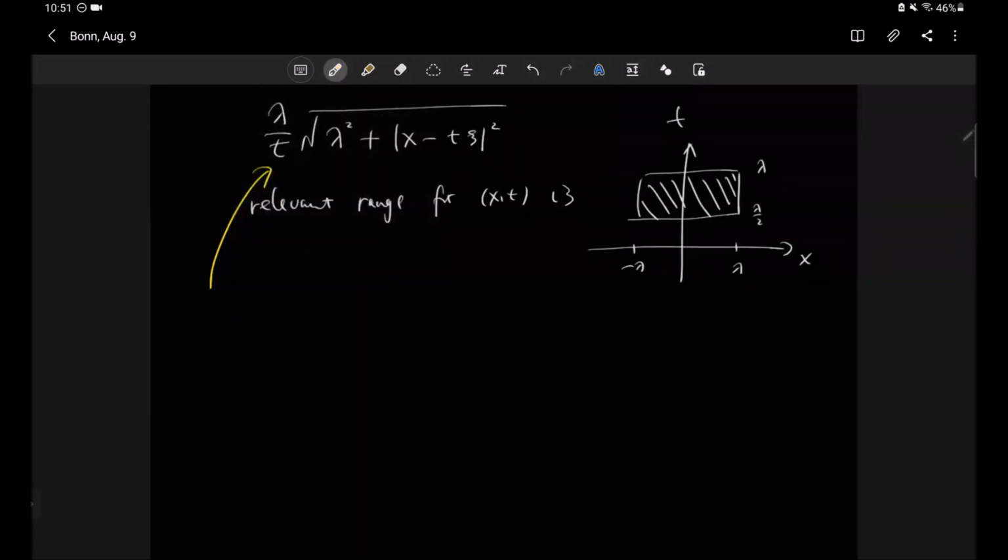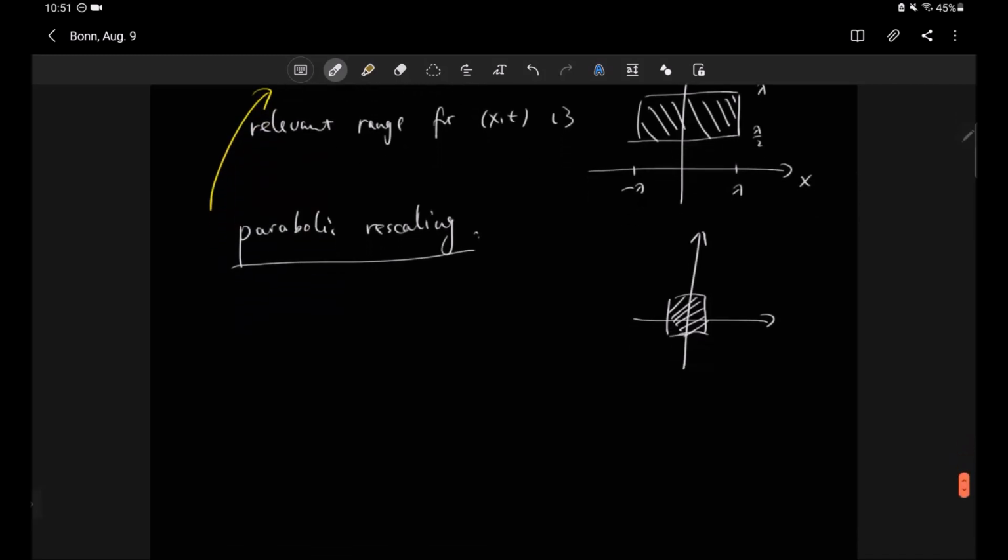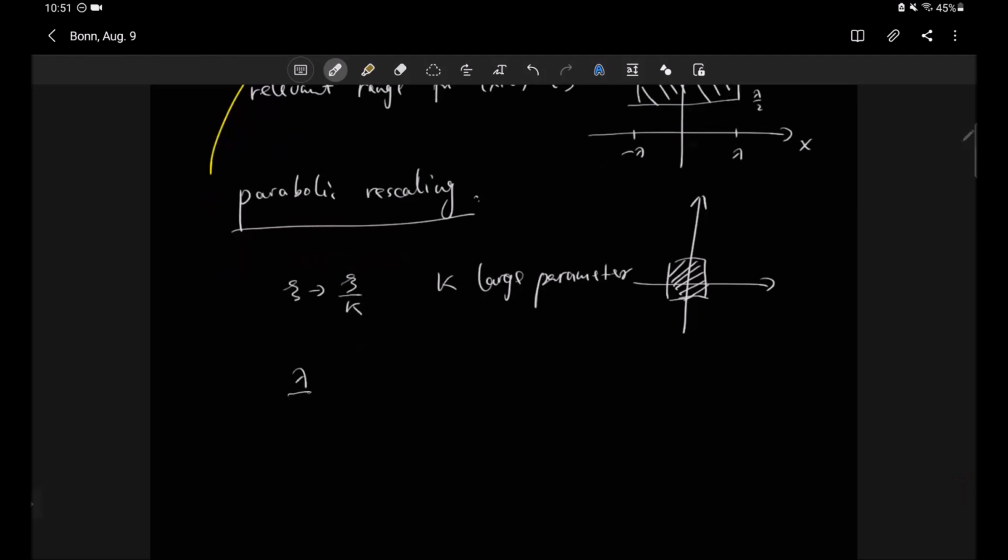However, if we do parabolic rescaling, and also the range of c is always, let's say, the unit cube centered at the origin. If we do parabolic rescaling, that means we do this, where k is a large parameter. So we do parabolic rescaling, and that means lambda over 2. Let me quickly do this computation: x minus t c over k squared.